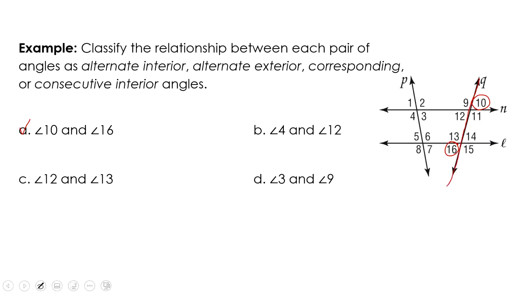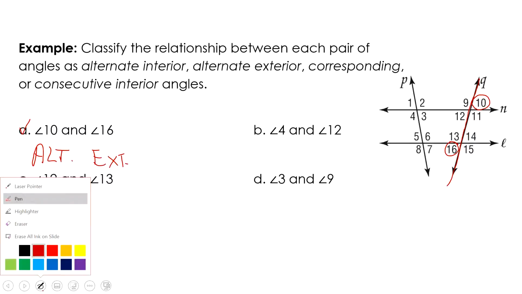So I've crossed line N and line L on transversal Q. They're outside the lines, so that tells me that they're exterior. And they're on opposite sides of the transversal, so that tells me that they are alternate exterior angles. So these are alternate exterior. You can just abbreviate it alt X. Make sense?